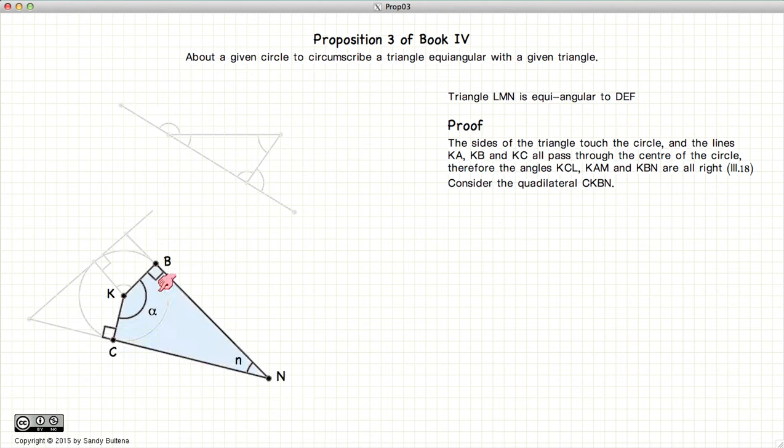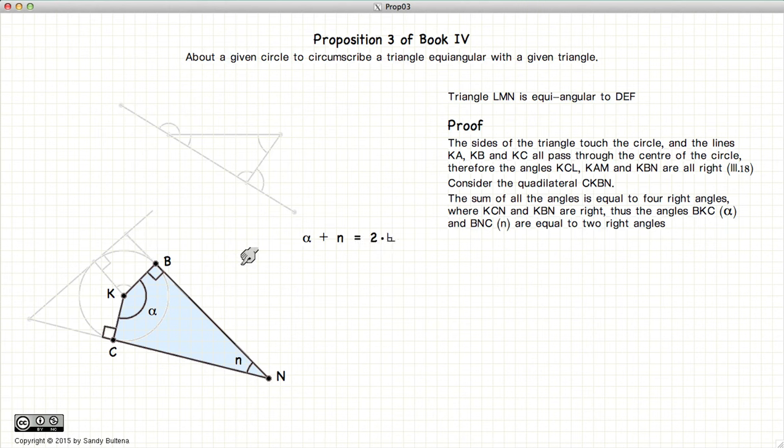Now let's look at this quadrilateral. The sum of all the angles in a quadrilateral is equal to 4 right angles. But we have one right angle here and one right angle here. So if the sum of all the angles is equal to 4 right angles and we subtract the 2 right angles, we're left with alpha plus n is equal to 2 right angles.